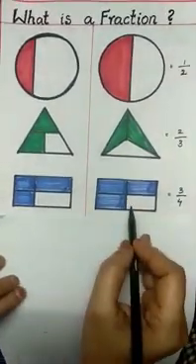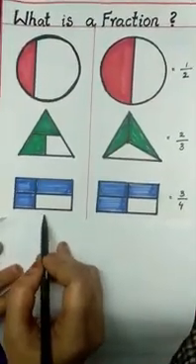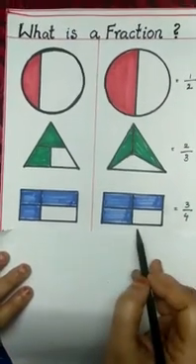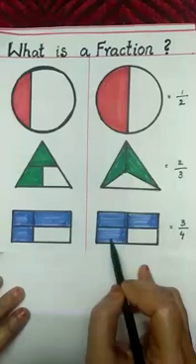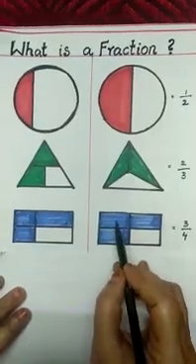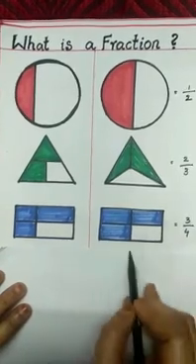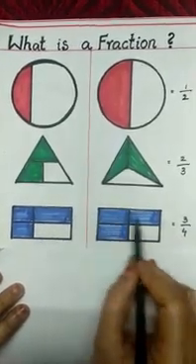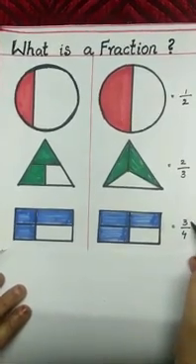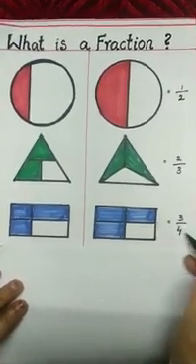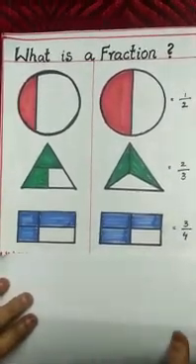Here you have two rectangles. Now tell me, in which rectangle do you find equal parts? Is it in the first one? No. In the second one? Yes. So we can find four equal parts, where each part represents 1 by 4, 1 by 4, 1 by 4 and 1 by 4. Now I selected three parts, where this blue color shaded portion represents 3 by 4. 3 indicates the selected parts and 4 indicates the number of equal parts into which this figure has been divided.